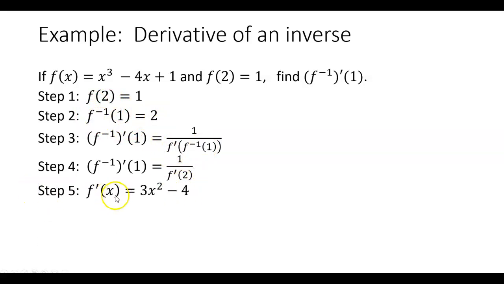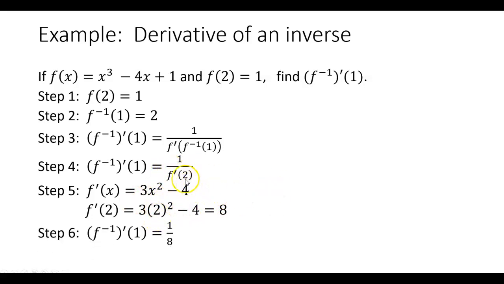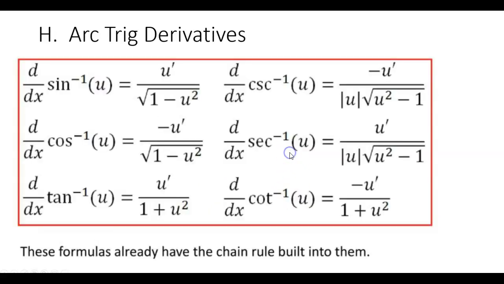Step 4, we want to find out what f prime of 2 is. So the first step there is to take the derivative of the original function. So the derivative of f of x here is 3x squared minus 4. And then to find f prime of 2, we simply plug in 2, which gives me 8. Now that I know that, f prime of 2 equals 8, we can do step 6 and just replace f prime of 2 with 8 and see that our final answer is 1/8. So that's the process for finding the derivative of an inverse.